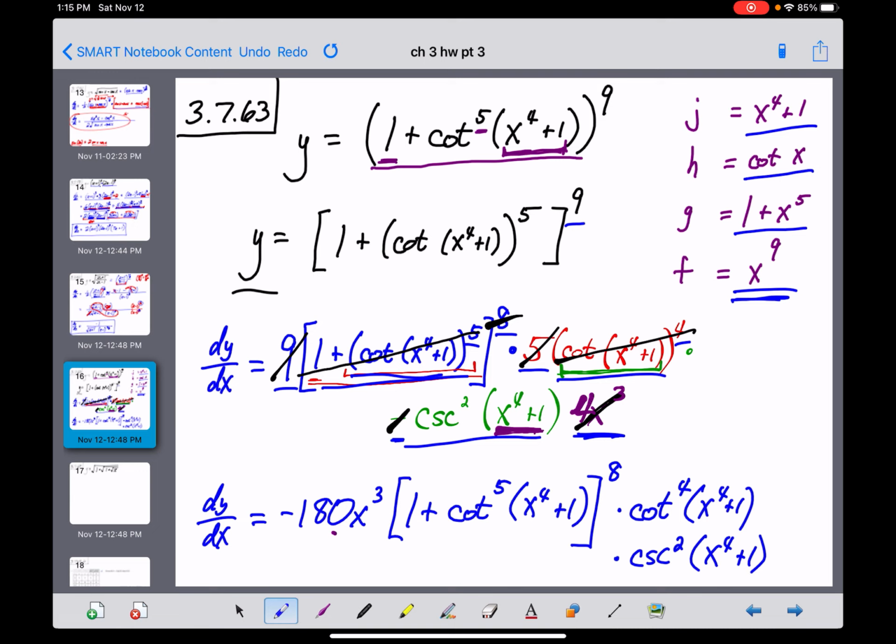All right, guys, that is an incredibly messy problem, but if you got that one, maybe after the explanation, you're in pretty good shape when it comes to understanding the chain rule.